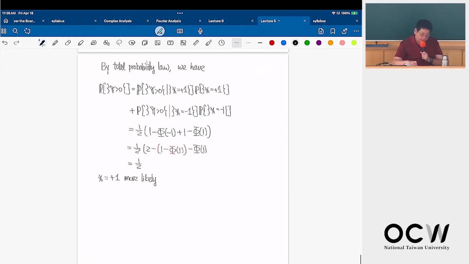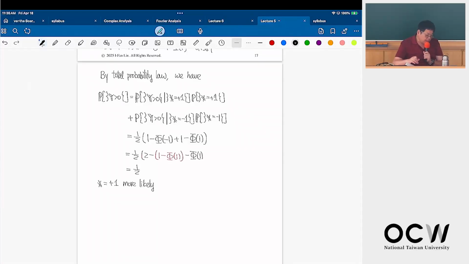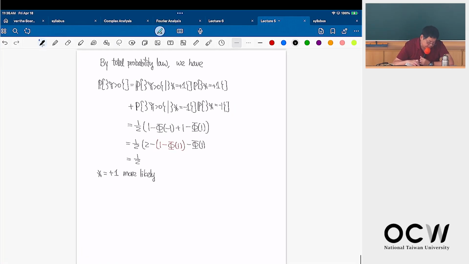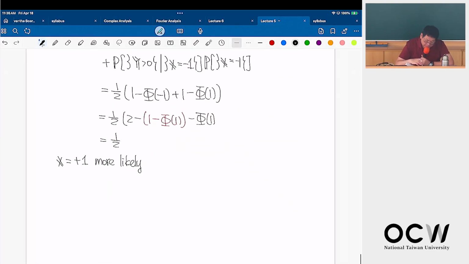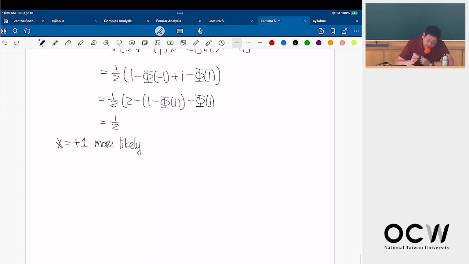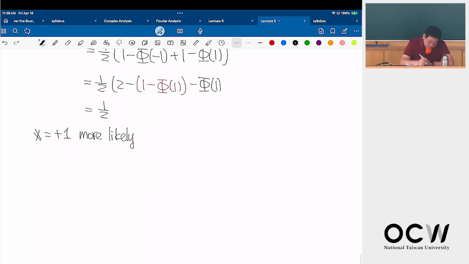Okay, now here's the question. We know the PDF of y given x is Gaussian, but why not just the PDF of y? Why is the conditional PDF of y given x Gaussian, but the PDF of y is not?